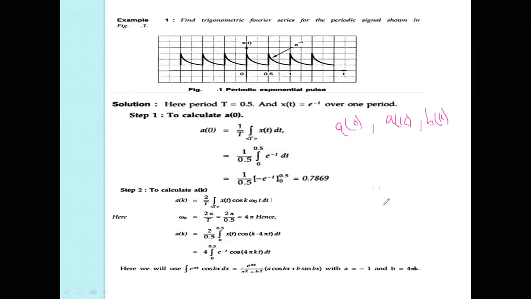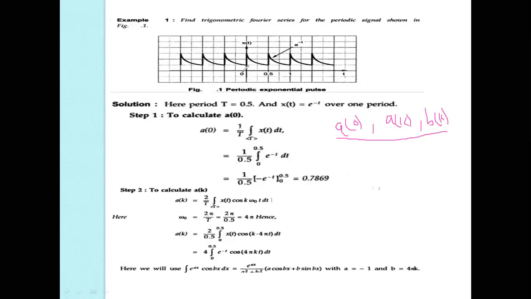Following, my dear students, x of t has three terms. The first term is A of 0, the second term has the coefficient A of k with the cosine function, cos k omega naught t, and the third term, B of k, is the coefficient for the sine function. So first of all, you find A of 0, A of k, and B of k, which are nothing but the coefficients. After that, we can substitute them in x of t.